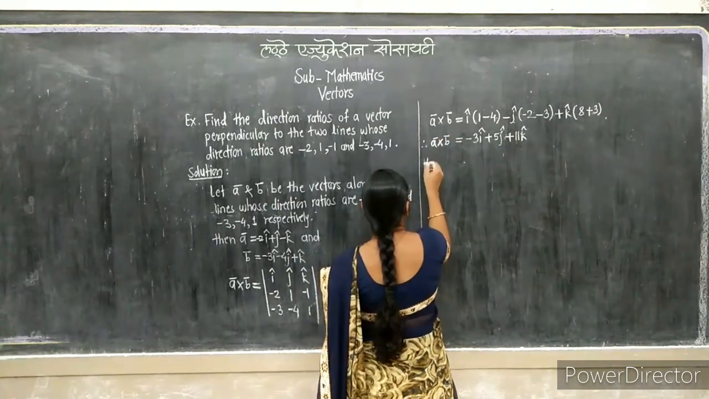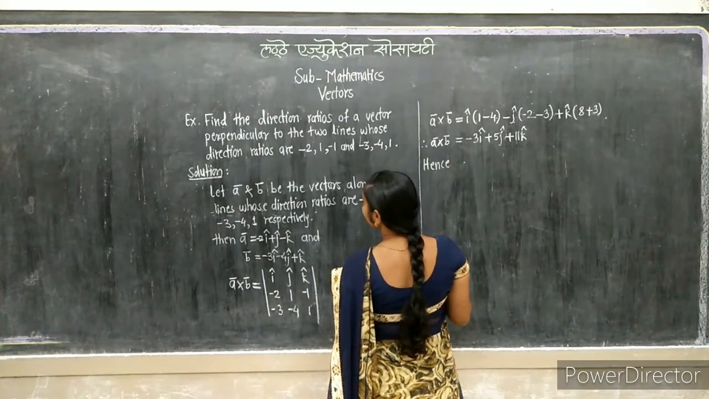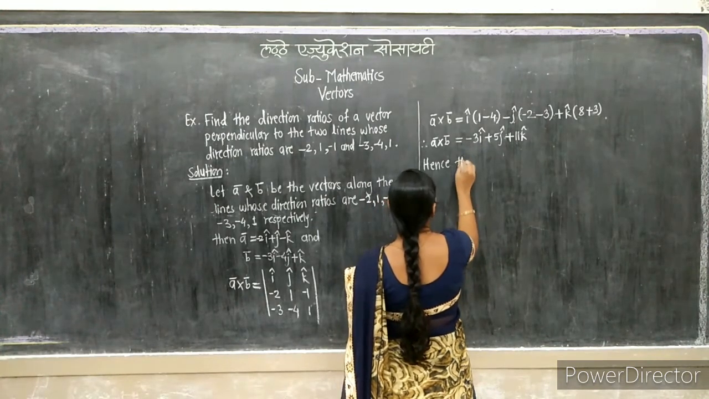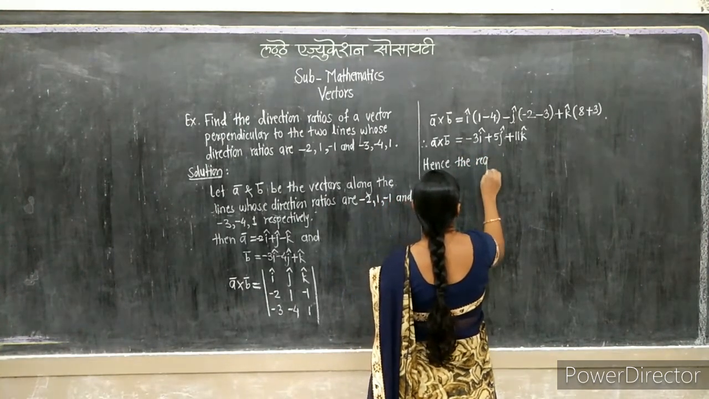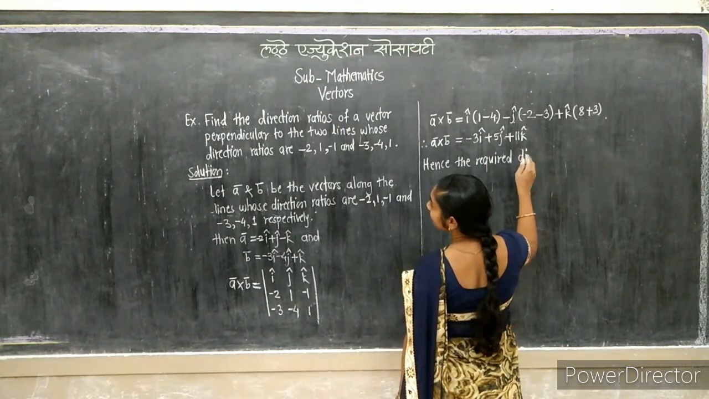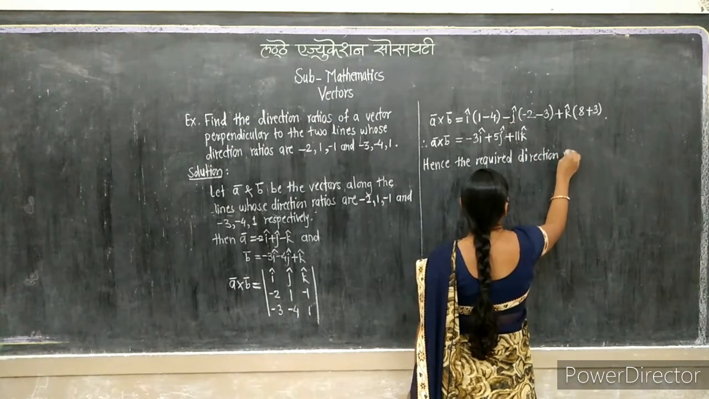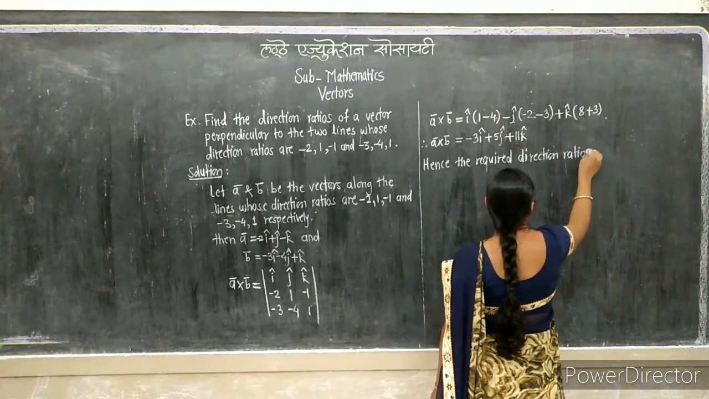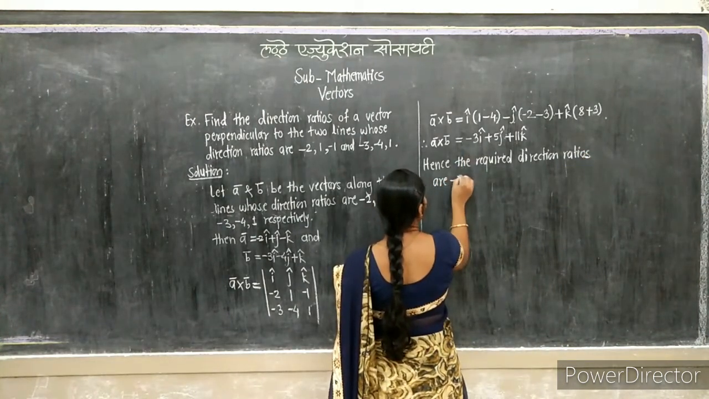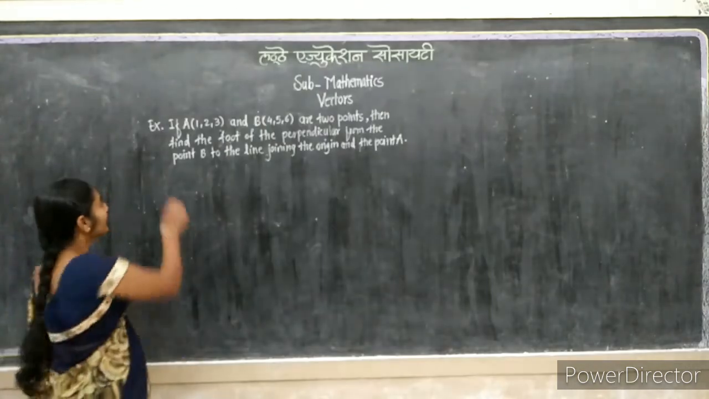Hence the required direction ratios are minus 3, 5, 11.